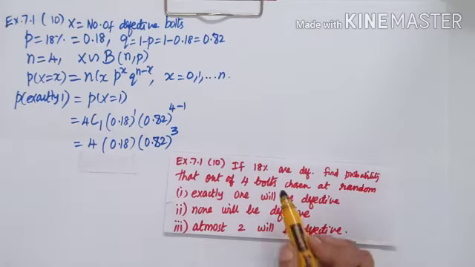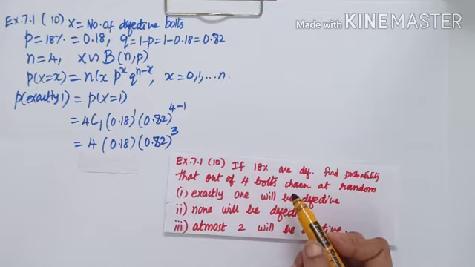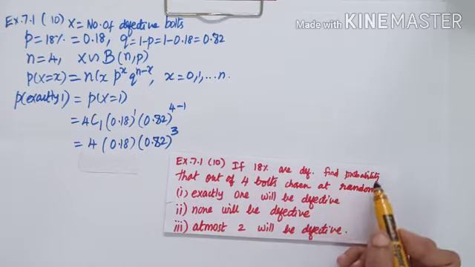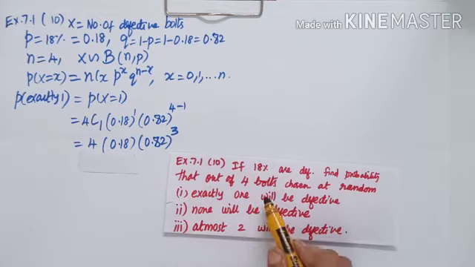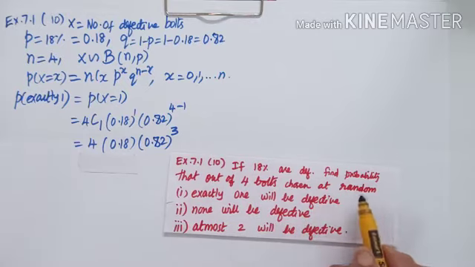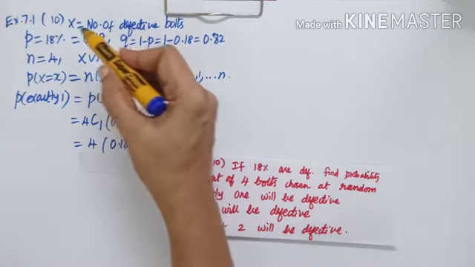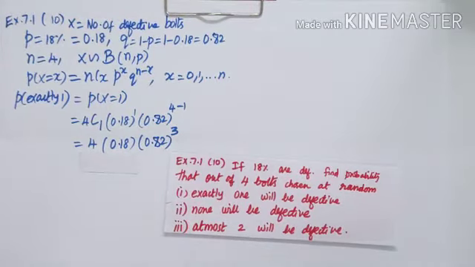Exercise 7.1, question number 10. If 18% of the bolts produced by a company are defective, find the probability that out of 4 bolts chosen at random, exactly 1, none, at most 2 will be defective. In all the 3 questions, I read it as defective. So, let us assume X is equal to the number of defective bolts.